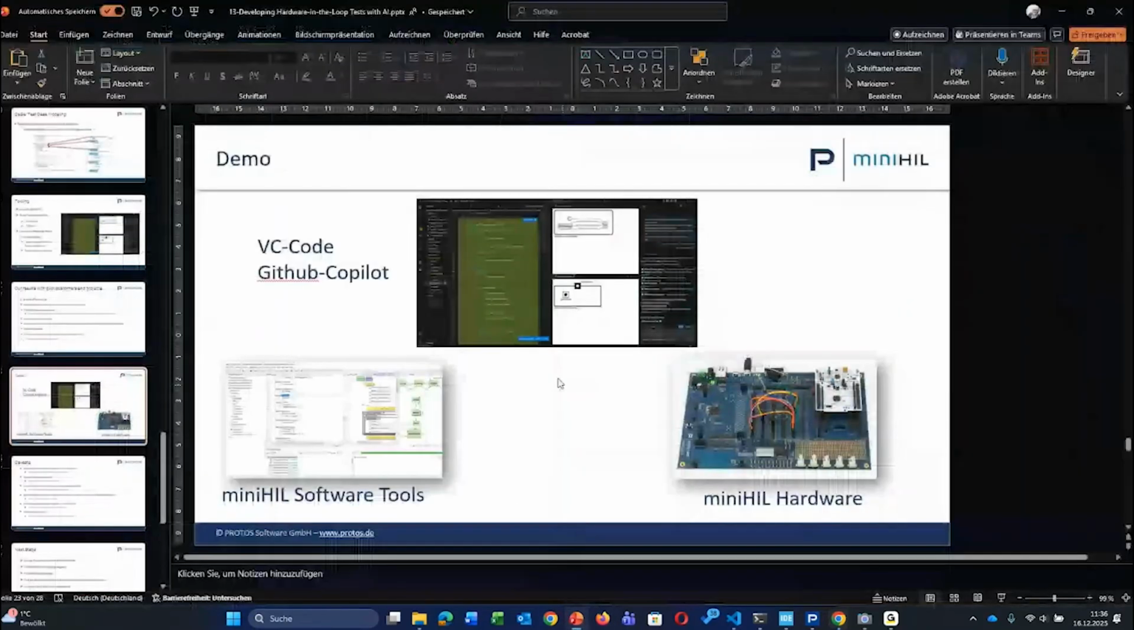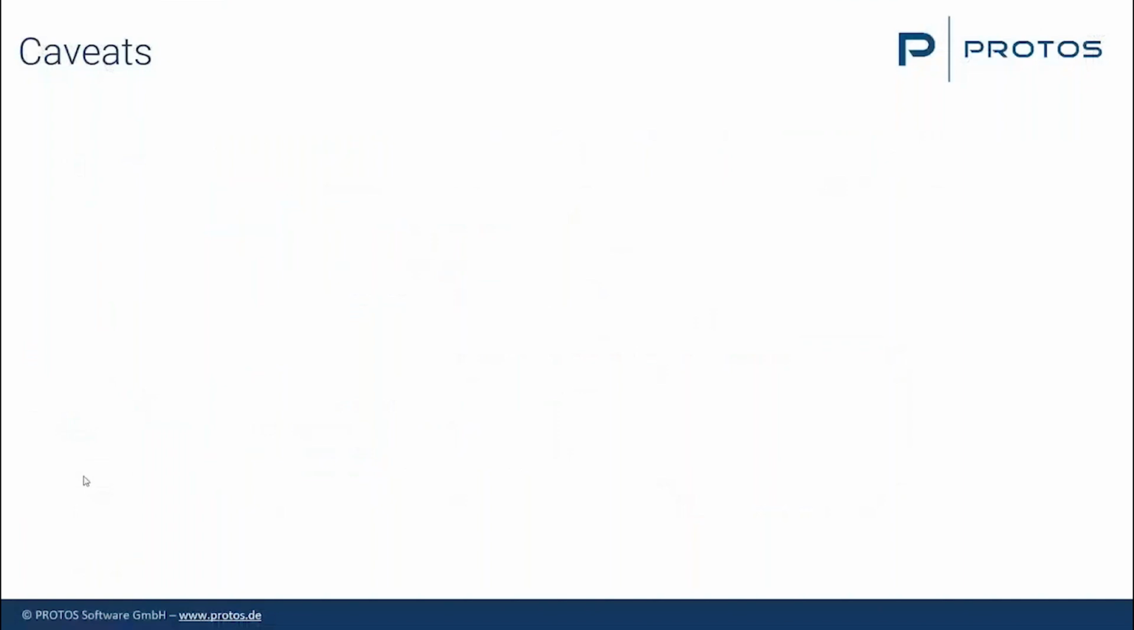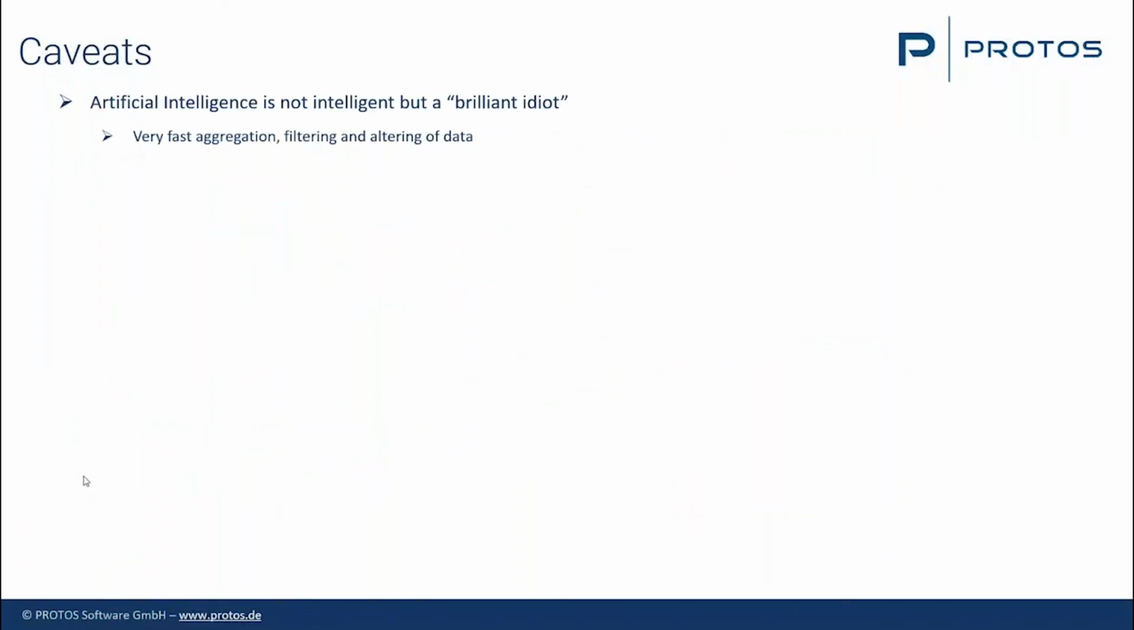Let's wrap this up. I have some things you should probably not do or be aware of. So artificial intelligence is not intelligent, but it's a brilliant idiot. It's not by me, but I quoted this because I think that's exactly what it is at the moment. It's very fast in aggregation, filtering, and altering of data. So if you use it that way, you can be really fast.